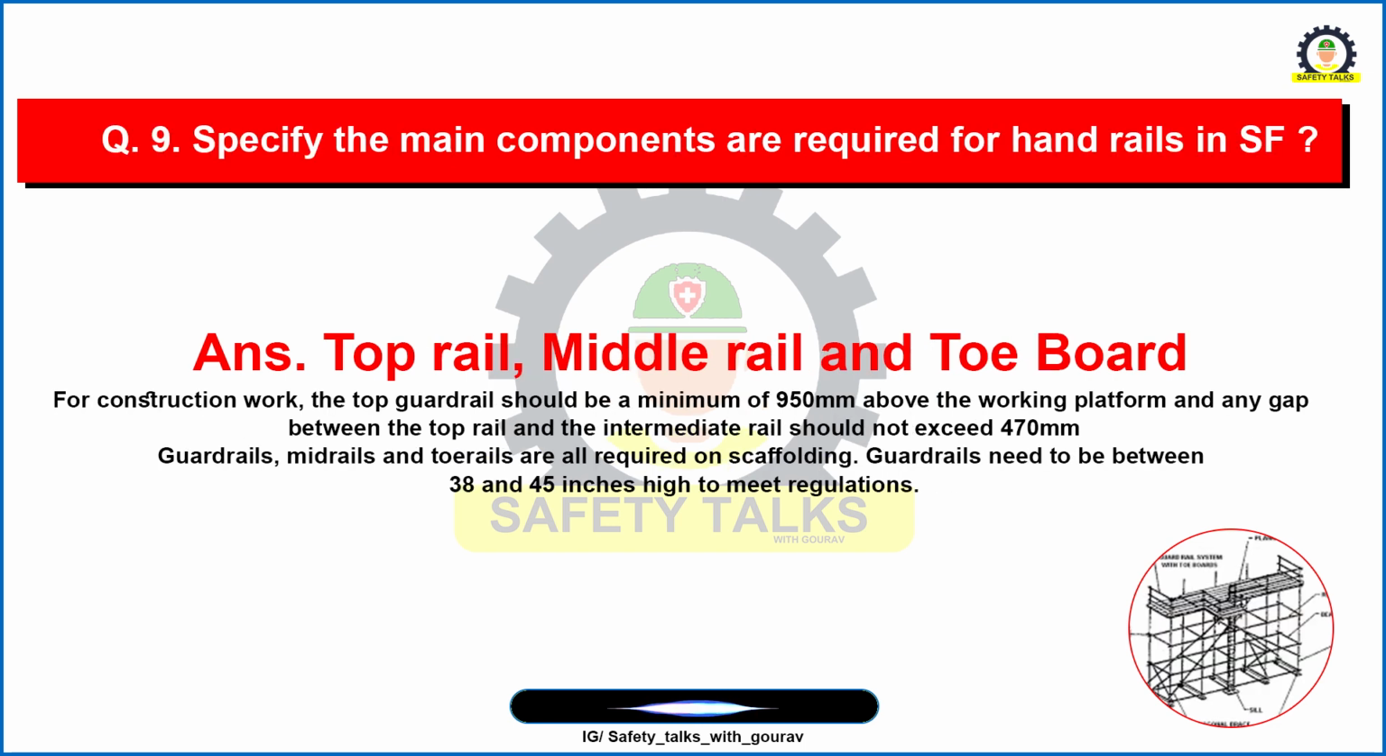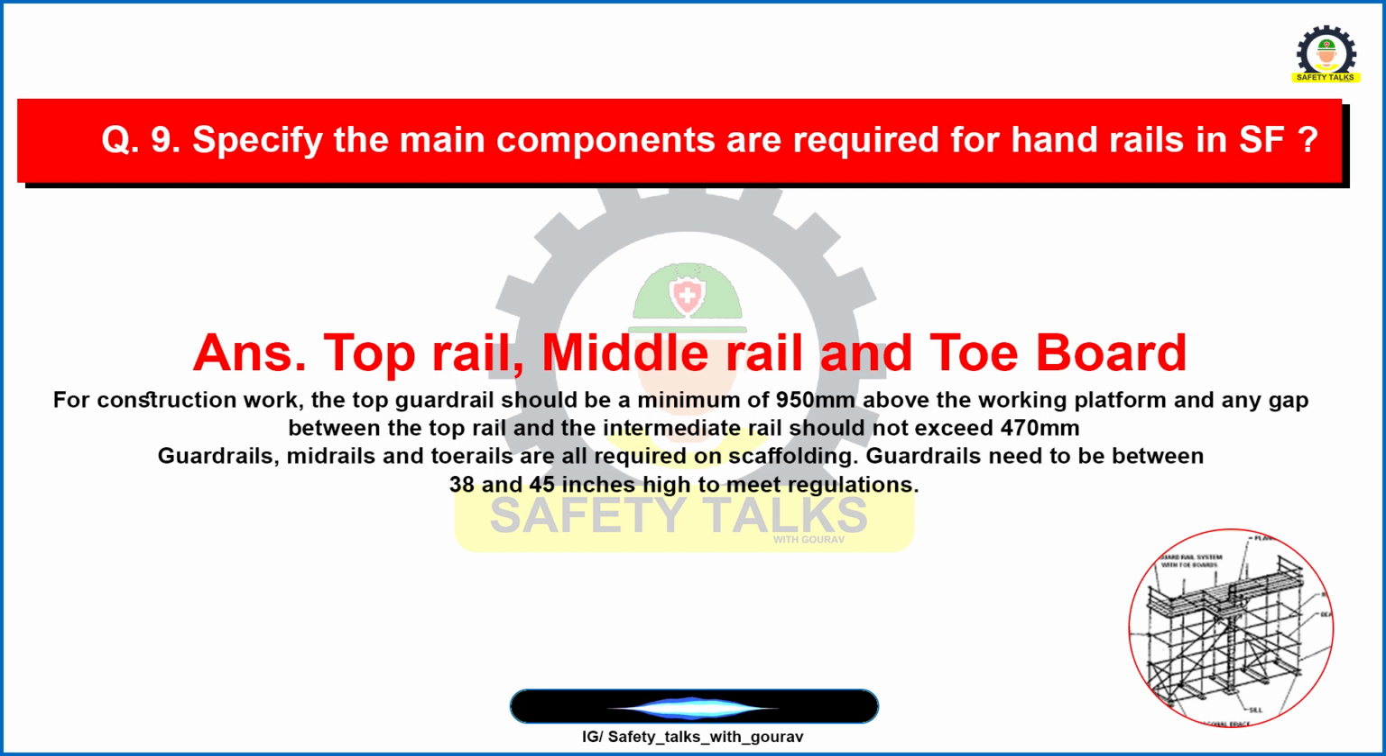The next question goes like, specify the main components required for handrails in scaffolding. What are the main components that are required for handrails in scaffolding? So the answer will be top rail, mid rail and toe board. So these are the 3 main components that are required for handrails in scaffolding.